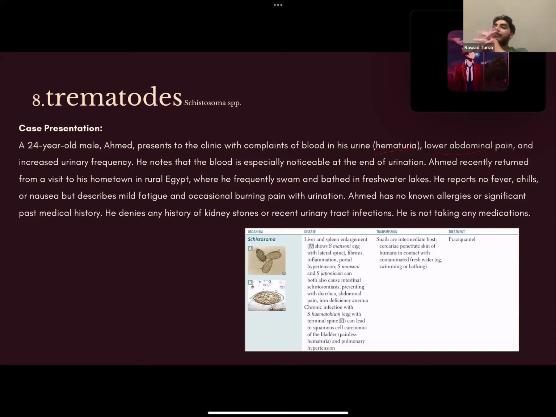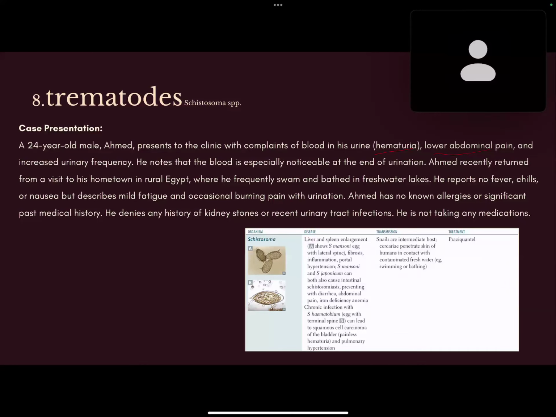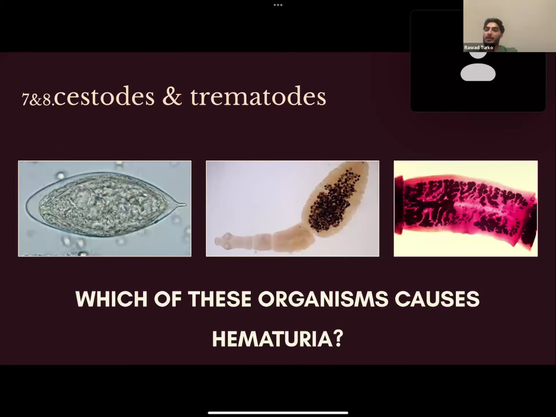If Ahmed went to Egypt, swam in freshwater lakes, but he wears contacts and he got visual disturbances. Somebody else who can tell me. The amoeba one, I think Acanthamoeba or something. Acanthamoeba, exactly. Perfect. Great job.